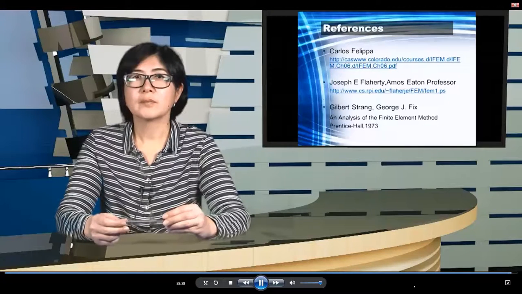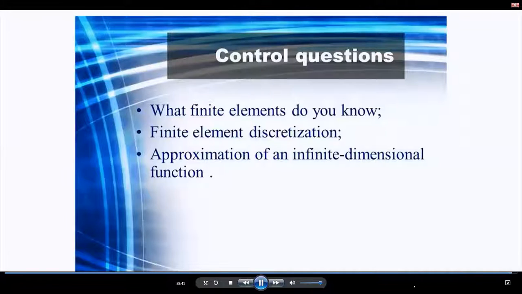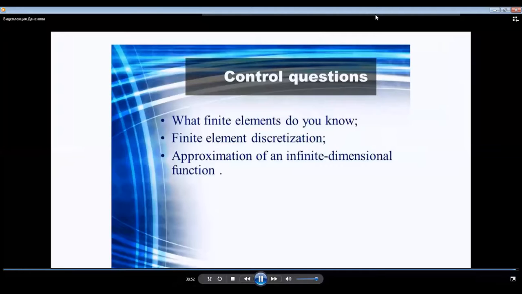Try to answer the next questions. First, what finite elements do you know? Finite element discretizations. Approximation of an infinite dimensional function.